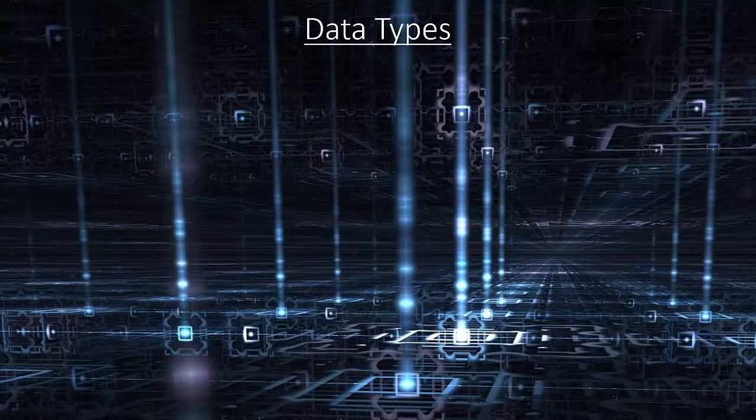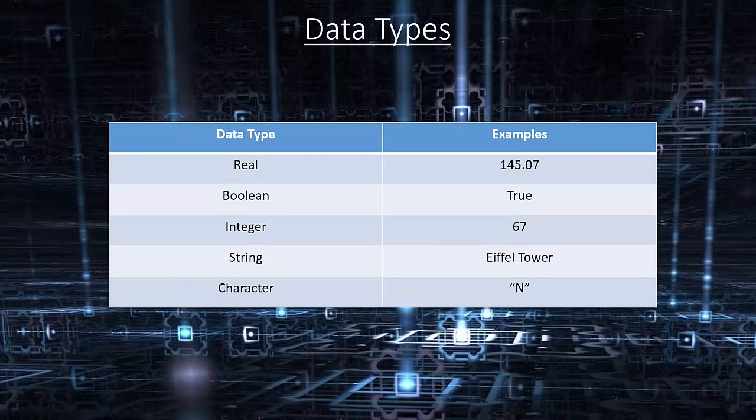Data types: real, boolean, integer, string, character. Real is a number. Boolean is a statement, true or false. Integer is a number, but this time it is a whole number. String is a word, and character is a letter.